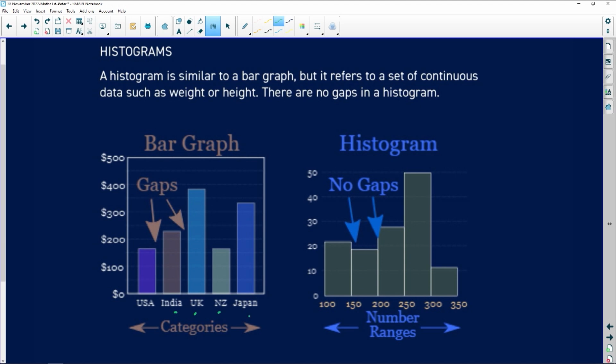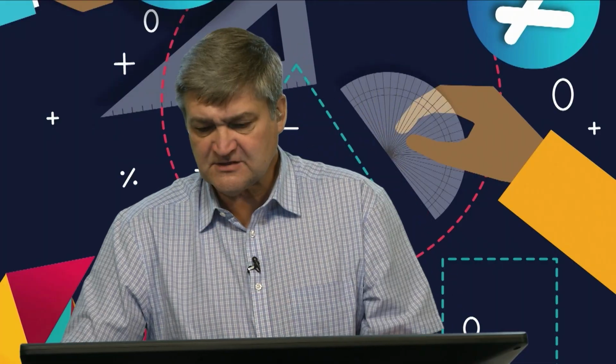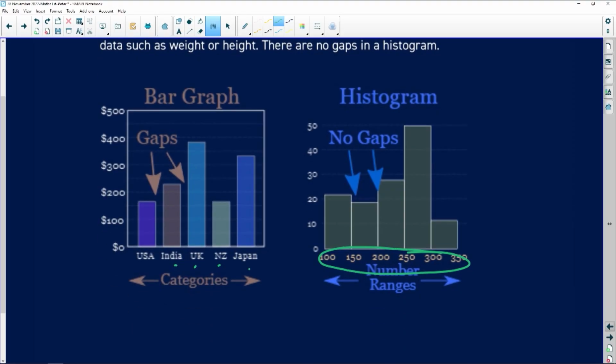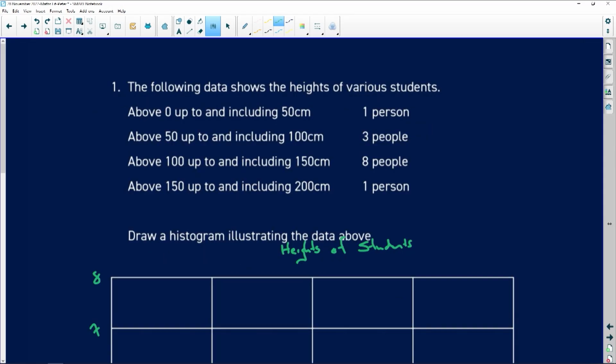But here, for example, we could have the heights of students: 100, 150, 200, 250, 300, 350, and these units are all the same thing. It's a range of numbers, whereas in bars there's no range. It's one thing, one thing, one thing. So without wasting any time, let's go ahead and look at our very first question.